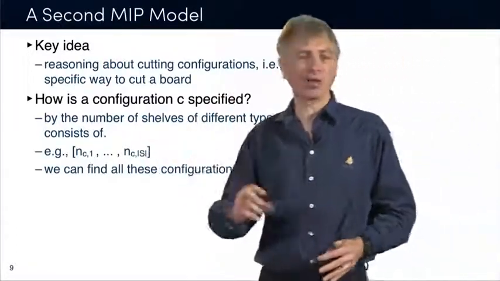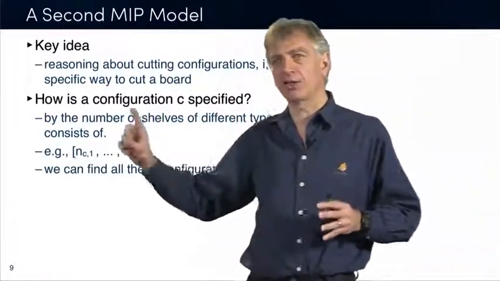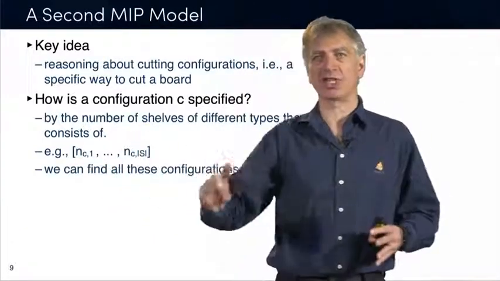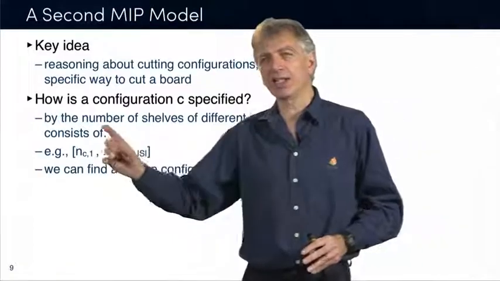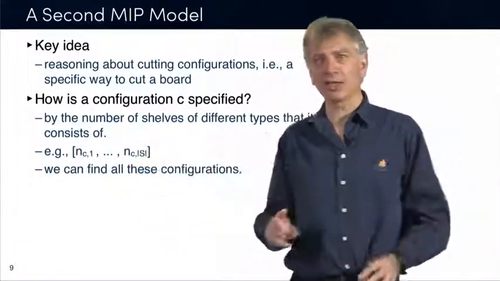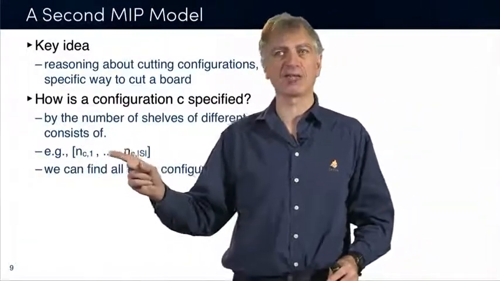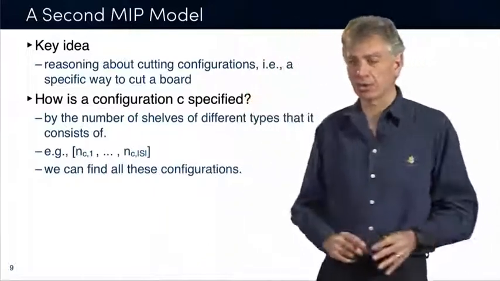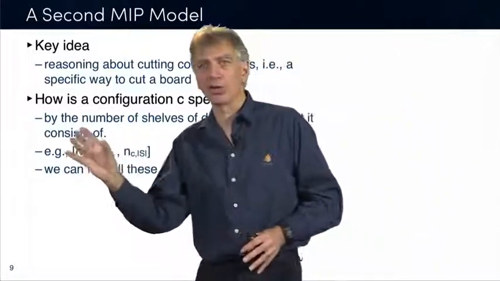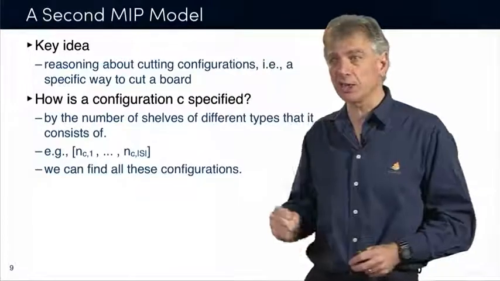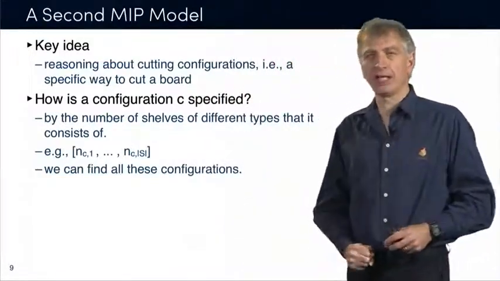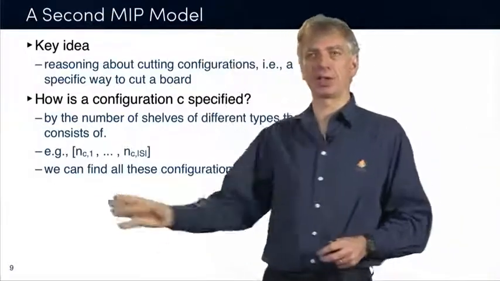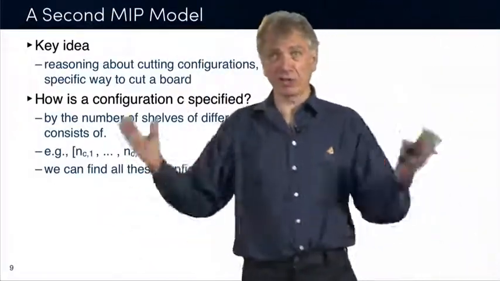Essentially, what you have to say is that this is a configuration that cuts this amount of shelf 1, this amount of shelf 2, this amount of shelf n, and so on. So what you need to do is basically specify only: I have a cutting. This cutting is providing me that many shelves of this type, that many shelves of that type, and so on. That's what I'm going to reason about. Every one of these configurations is basically telling me the various shelves that I get from it. And we can find all these configurations. We're going to discuss how to do that, but we can find all of them.